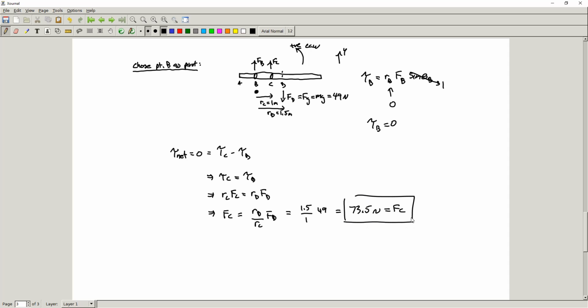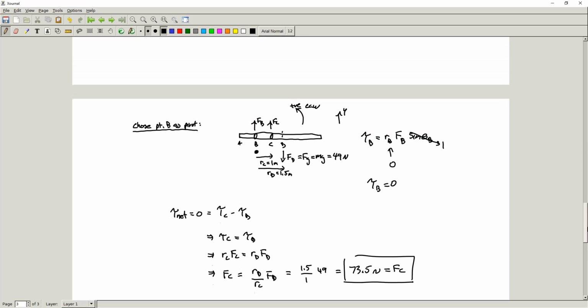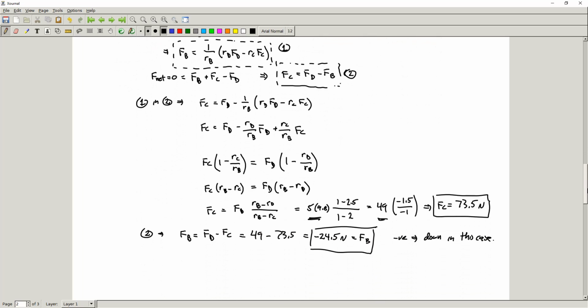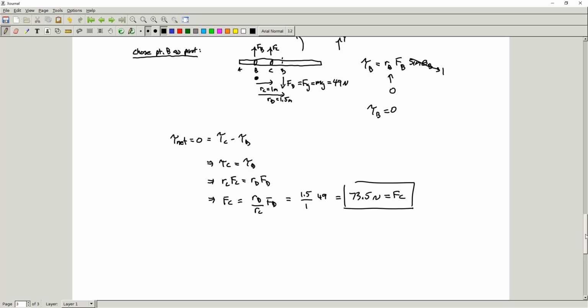You can see that our solution for FC in this case took us maybe 3 lines. Over here, it took us significantly more to get to FC, right? And now we're also ready to get our FB, right? FB is not involved in this torque calculation, but we still have the first equilibrium condition.